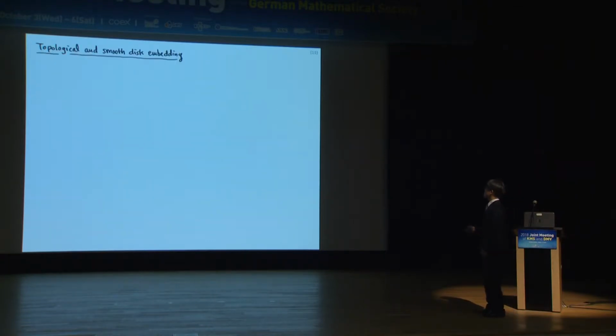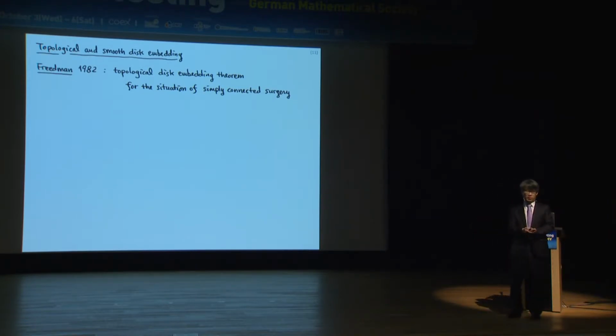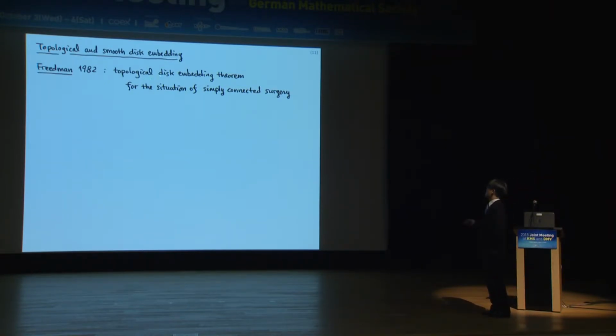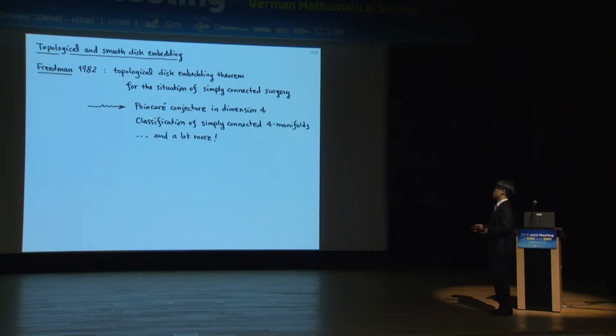So disk embedding is extremely important to study dimension 4, and we are often interested in the topological case and the smooth case. The big discovery was due to Freedman and Donaldson in the 80s. Freedman proved a really amazing disk embedding theorem, which can be used for the situation of the simply connected surgery problem for four-manifolds. And using this, he proved the Poincaré conjecture, topological version in dimension 4, and he classified simply connected four-manifolds, and a lot more applications were found.